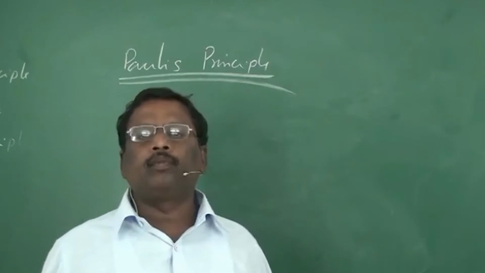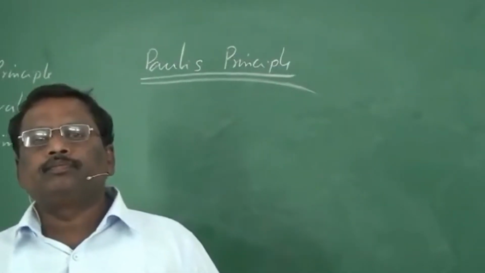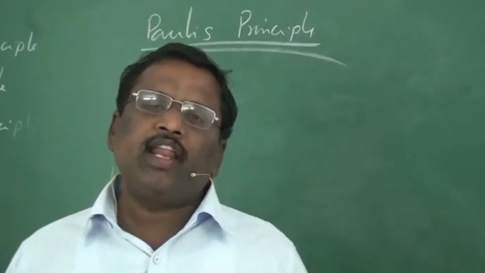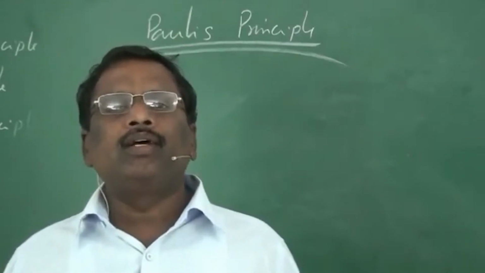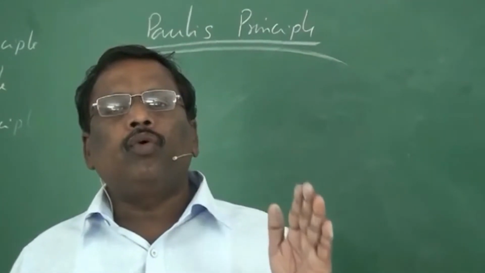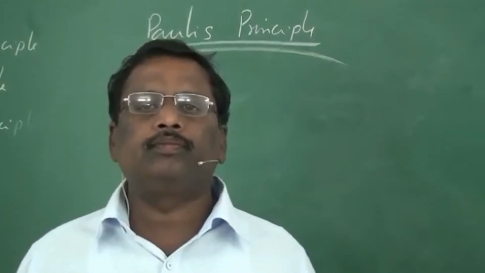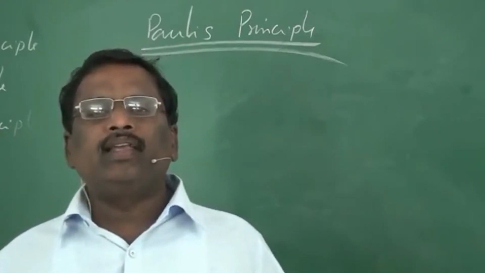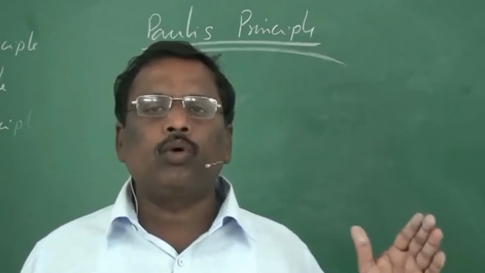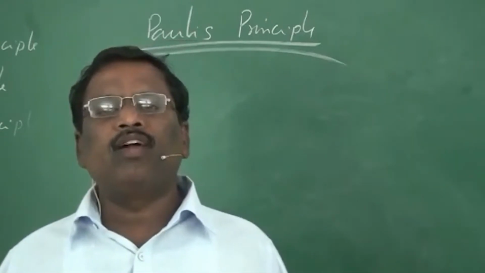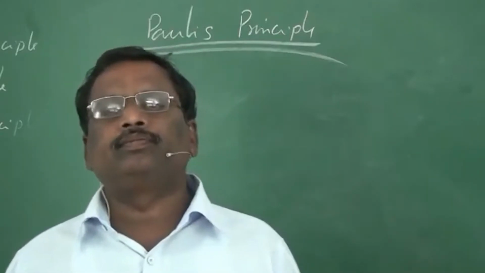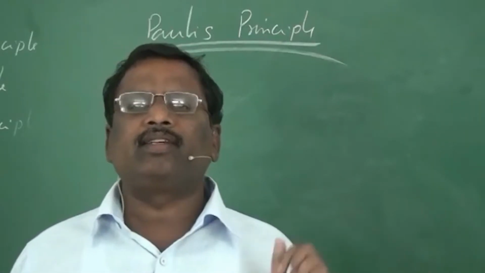Pauli's principle explains to us that no 2 electrons in an atom will have the same set of 4 quantum numbers. 4 quantum numbers means n value, l value, m value, and s value. We have already discussed that.